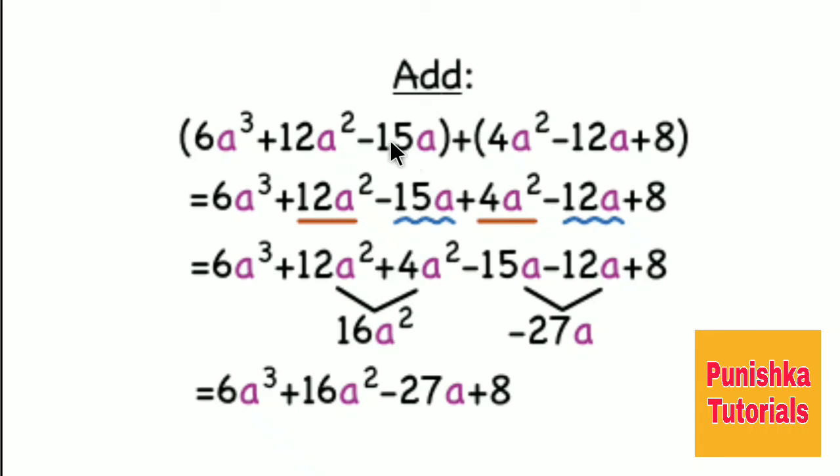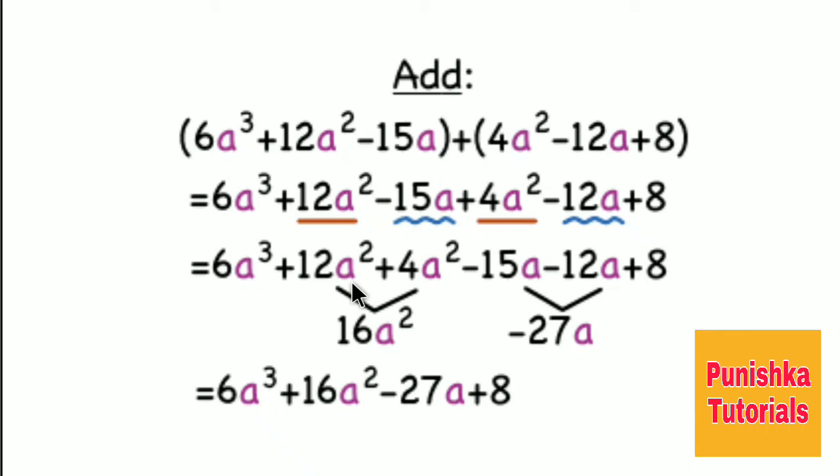Then moving on to the next term, we have minus 15a in the first polynomial and minus 12a in the second polynomial. We will write minus 15a and minus 12a together. And then we do not have any constant term in the first polynomial and we have 8 in the second polynomial. So we will write only plus 8.